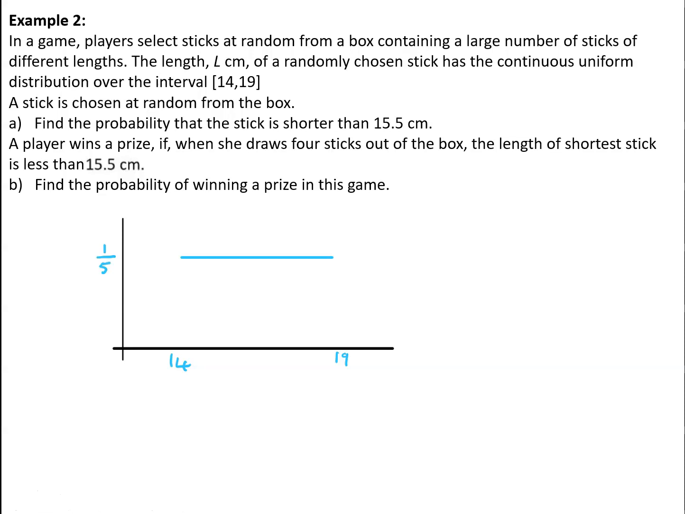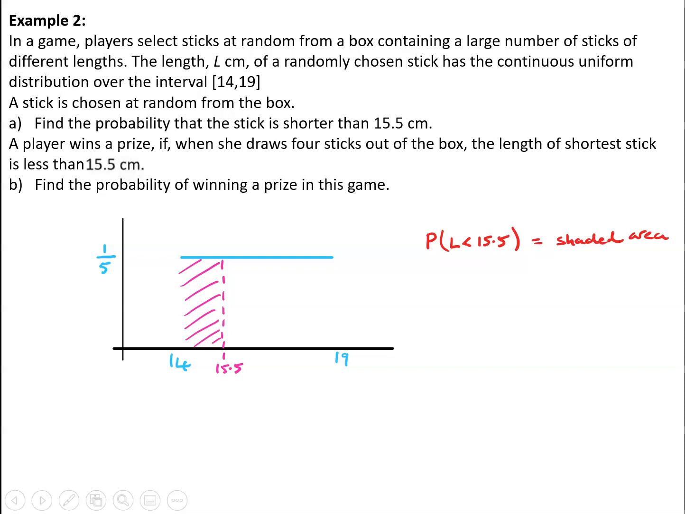The probability that the stick is shorter than 15.5 centimeters is going to be the area underneath the graph from 15.5 down to 14. So that gives me a rectangle whose base is 1.5, whose height is 1/5. So we've got 1.5 times 1/5, which gives me 0.3.